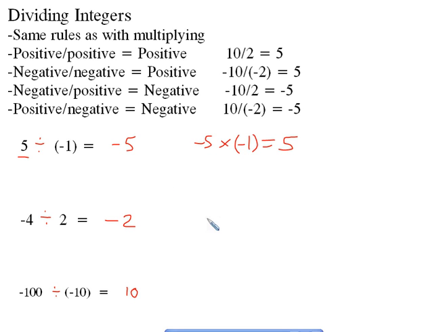So this is going to be negative 2 times 2. Is that going to give me negative 4? Yes, it is. And down here, 10 times negative 10 is going to give me negative 100. So that works.